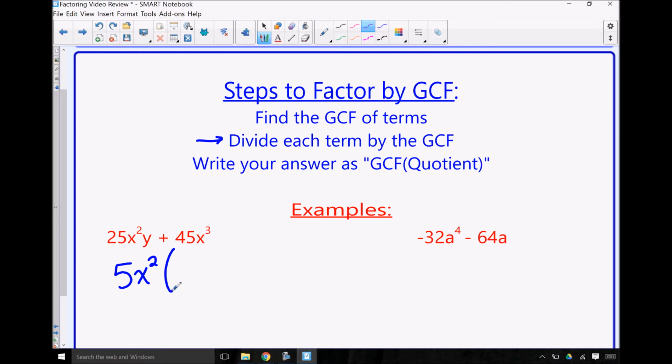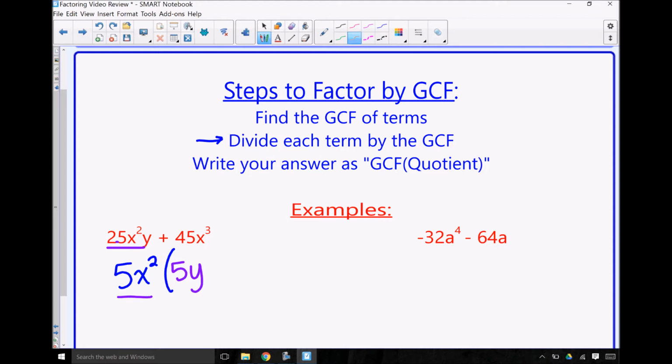So I'm literally going to take 25x squared y, and I'm going to divide it by 5x squared. So 25 divided by 5 is 5. X squared divided by x squared is 1. 5 times 1 is 5, so I don't have to write it down. And then y is being divided by, no y is here, so technically it's being divided by 1. So anything divided by 1 is itself, so I get 5y here.